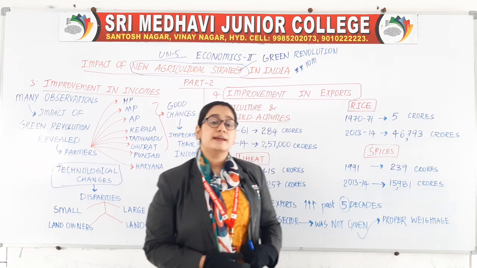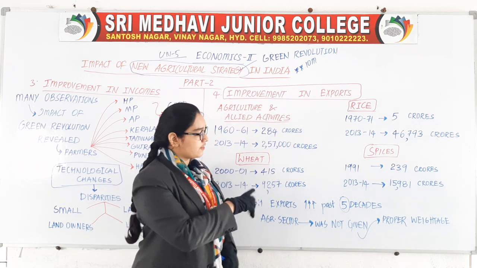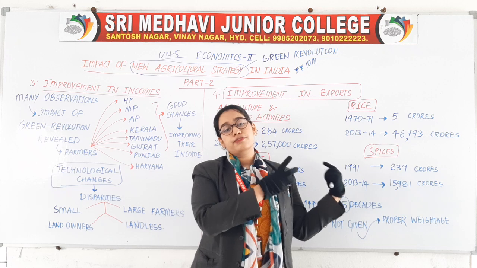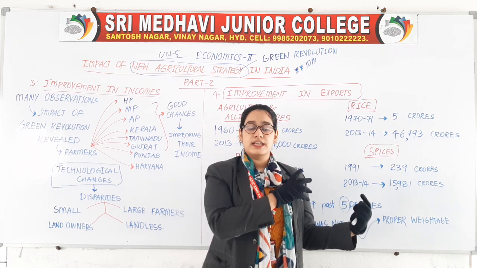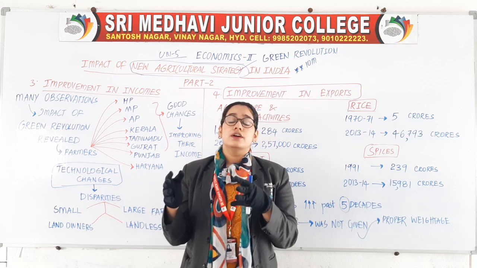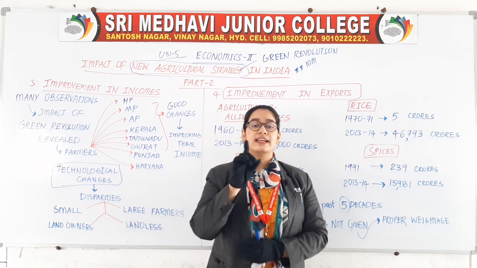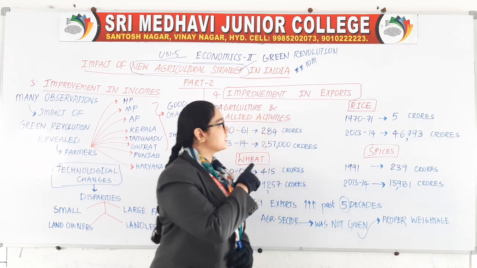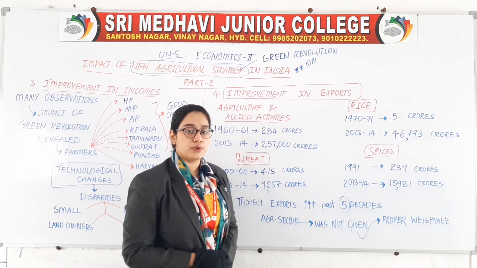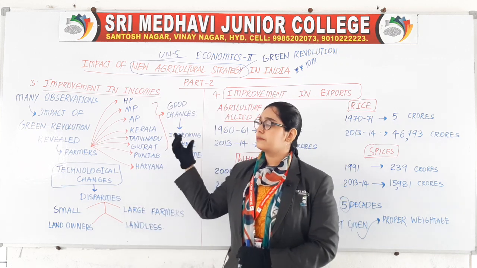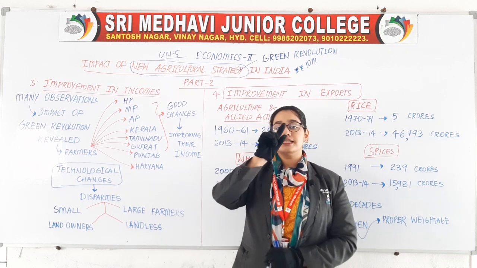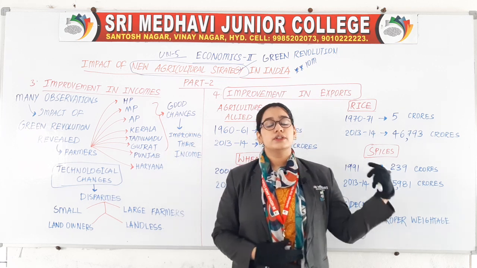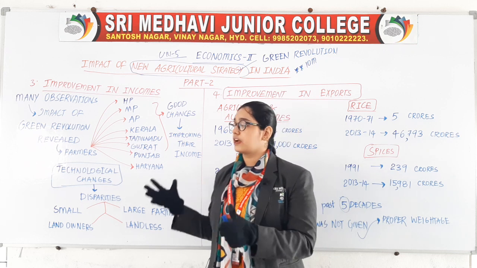But still, it is observed that we did not give proper weightage. Proper weightage to whom? To all the crops. Only a few crops were getting the advantage, and the other farmers busy in the cultivation of other crops were not getting that much advantage, surplus and profits. So the last point we discussed is improvement in exports. The first point is increase in food grain production, second is employment, third is increase in income, fourth is increase in exports. So the topic has come to an end.